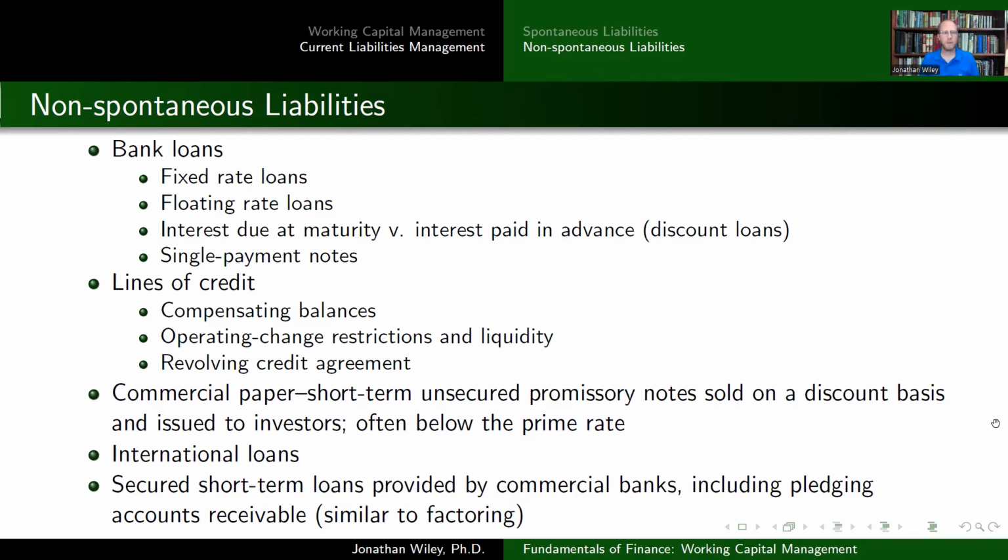A revolving credit agreement basically takes this idea of a line of credit and essentially takes it further. The basic idea behind the revolving credit agreement is a situation where you're borrowing and then paying it off as money comes in, and then borrowing and paying it off as money comes in, and borrowing and paying it off as money comes in.